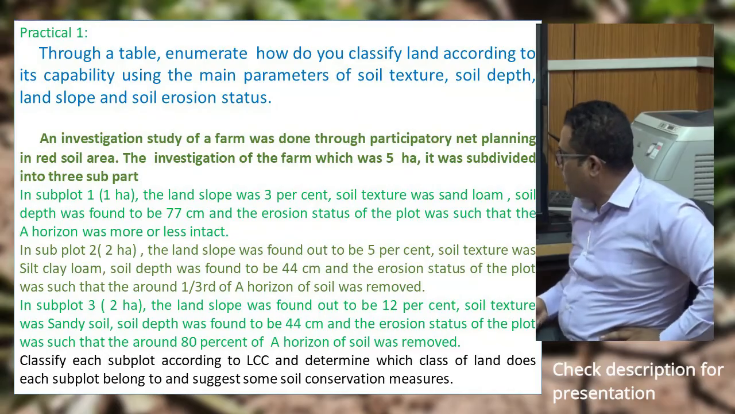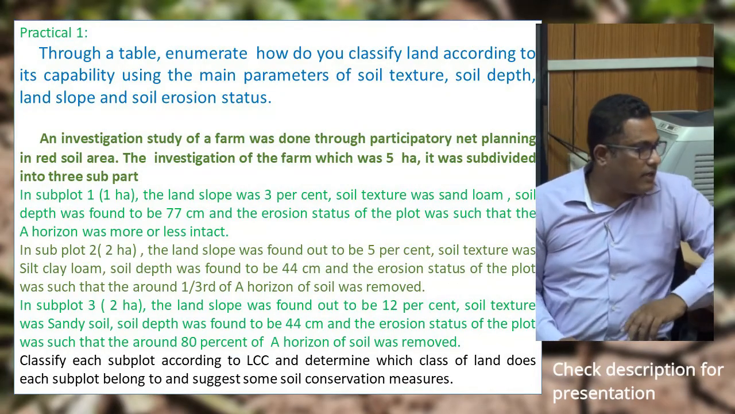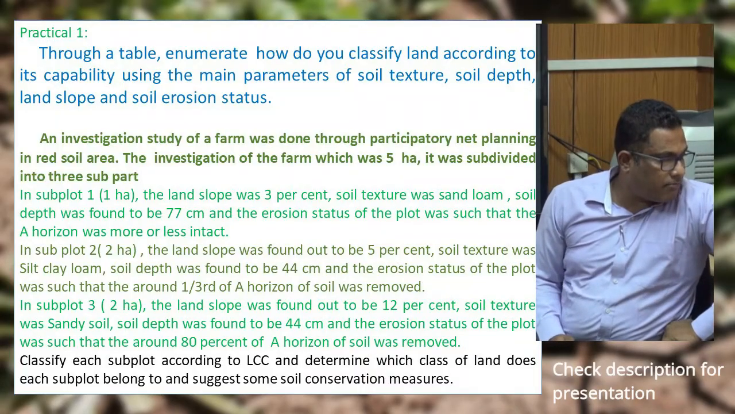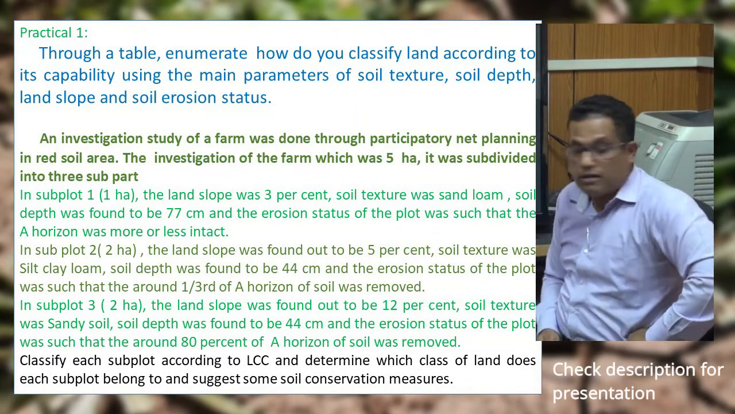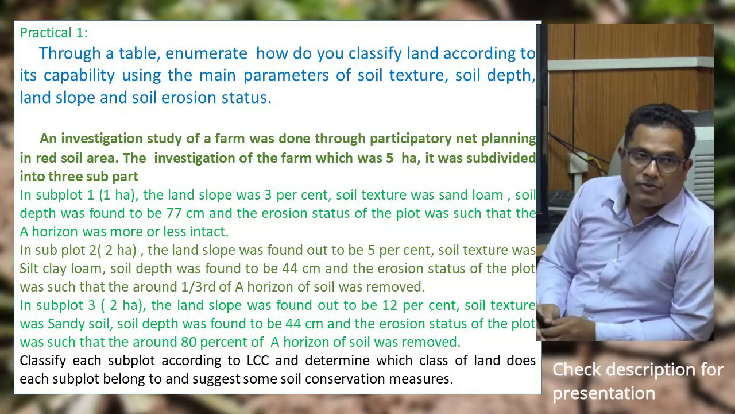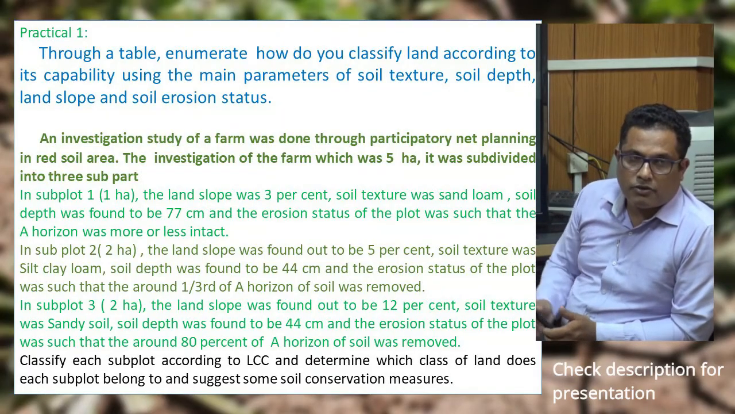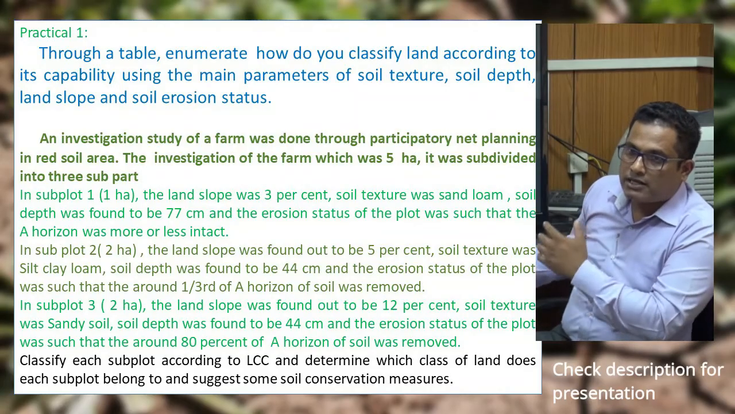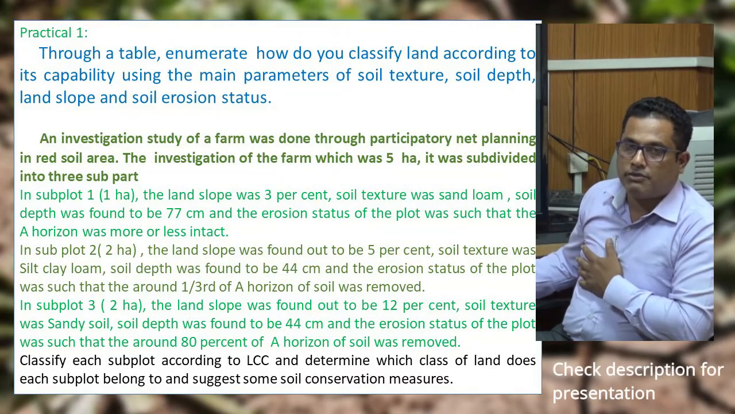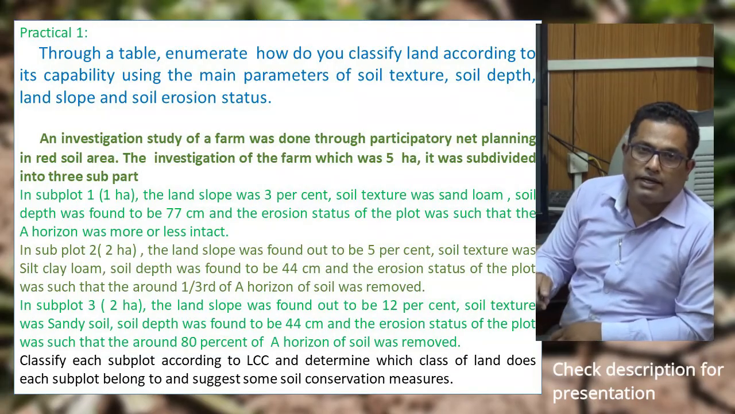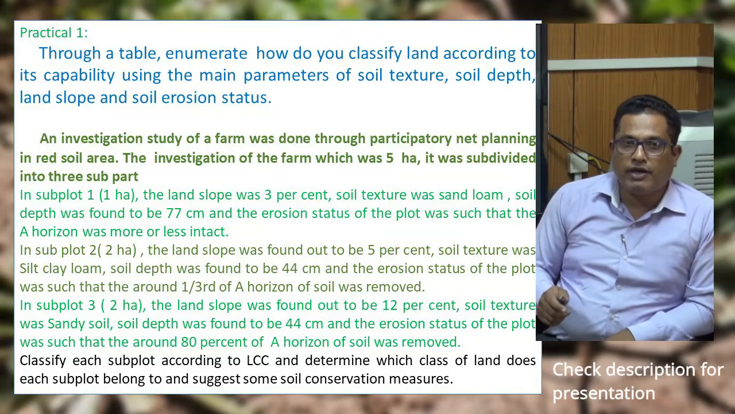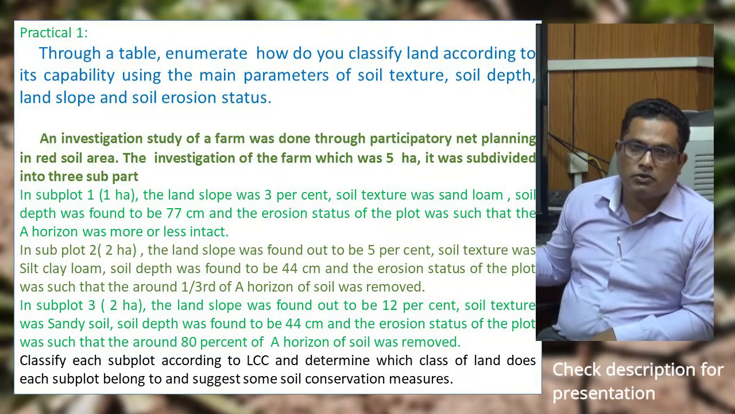Classify each subplot according to land capability classification, determine which class of land each subplot belongs to, and suggest some soil conservation measures for each type of land. So you have 3 subplots. You have to tell which class of land each belongs to according to land capability classification. This one you have to do in your practical copy and submit within 1 week. Today is 5th, by 12th you have to submit it.